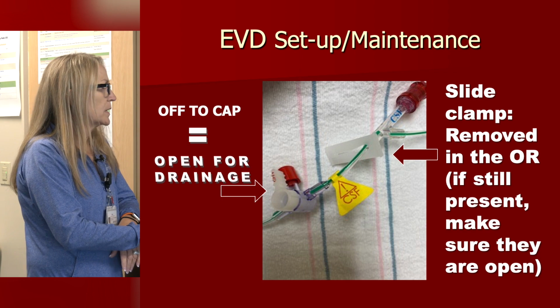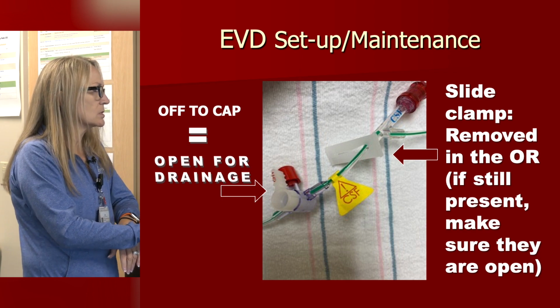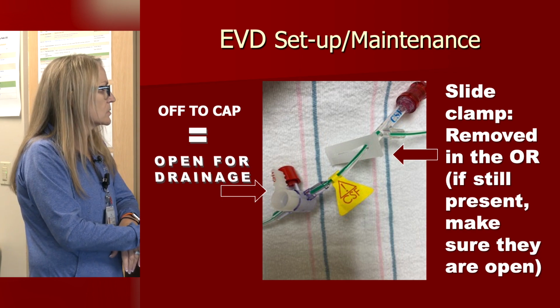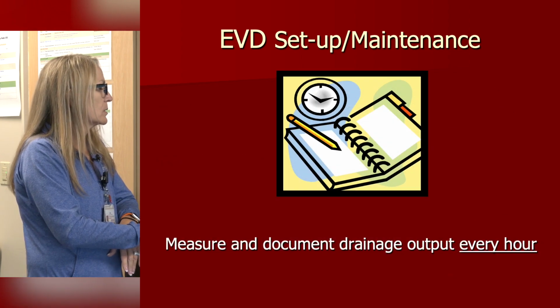That's just telling you that we will be cutting those off, and if you do see them on there, just let us know so that we can make sure we get those off of there so there aren't mistakes by leaving them clamped. We'll measure the output every hour and put that in Epic.